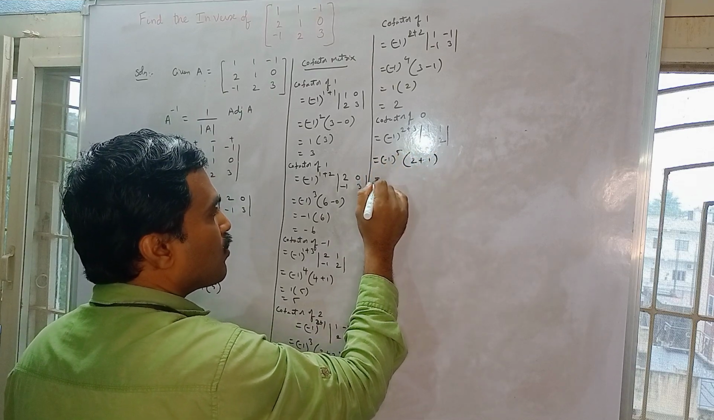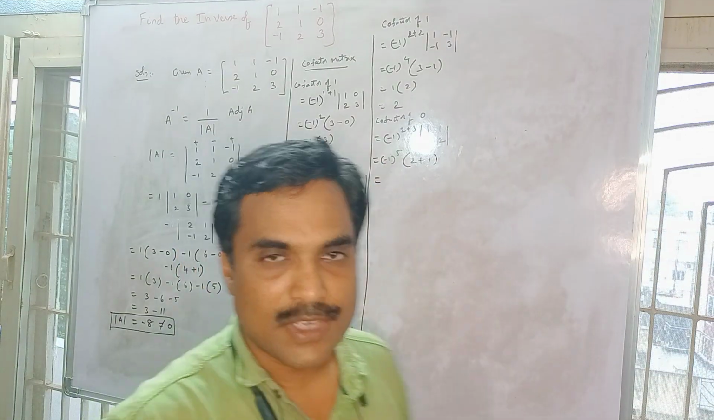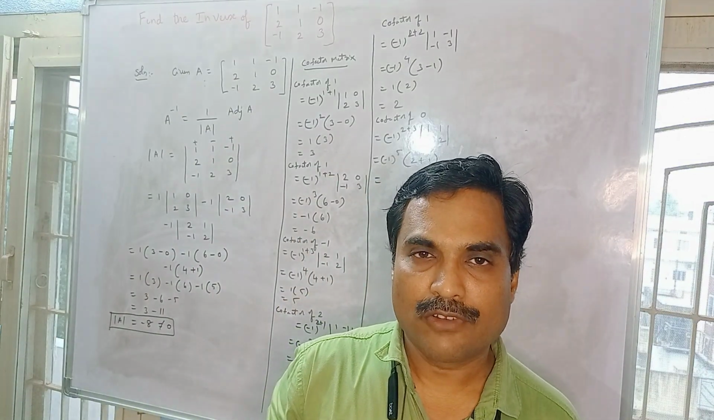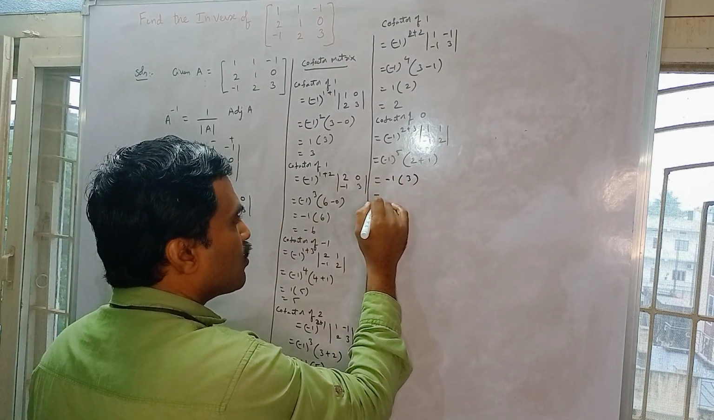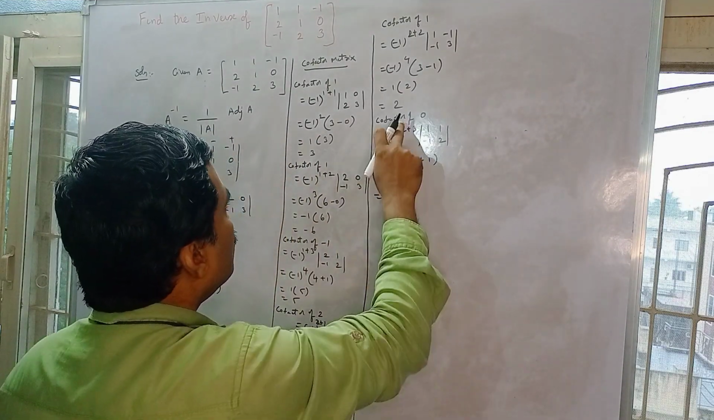So you get plus 1. So minus 1 power 5. What is 5? 5 is an odd number. Odd number is what? We'll get minus. So minus 1 into 2 plus 1 is 3. So you get minus 3. Now cofactor of 0 is also over.